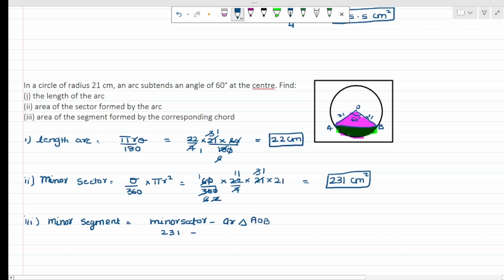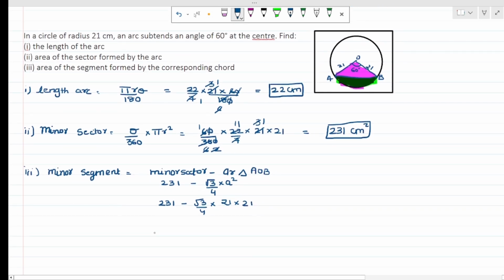What is my triangle AOB's area? It is an equilateral triangle. Equilateral triangle means you will write down the formula √3 upon 4 into a square, which we already studied in the earlier video. Now 231 minus √3 upon 4 times, what is my A? A is my side. That means 21 multiplied by 21.